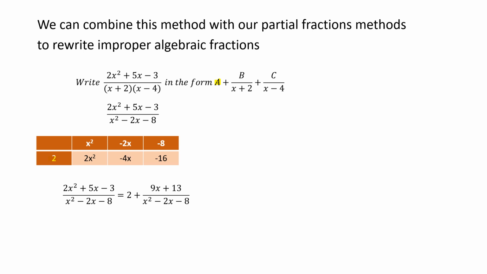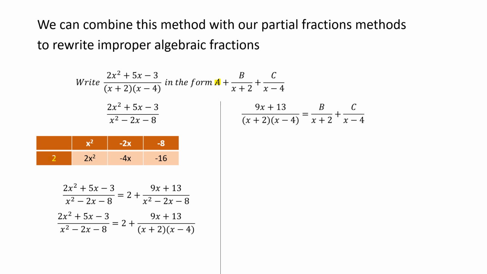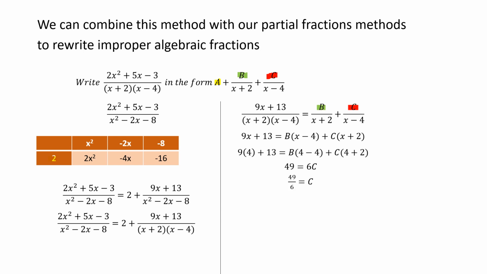Now, we then want to take our 9x plus 13 over x plus 2 times x minus 4, and we want to put that in partial fractions. You've noticed here that I've kept them as b and c, rather than writing them again as a and b, just because I don't want to get confused. I'm then going to go through the same process we went through last week, so we're multiplying up by the x plus 2 times x minus 4, and we're substituting things in. So if I substitute in 4, I can get that c is 49 over 6. If I substitute in minus 2, I can get that b is 5 over 6.